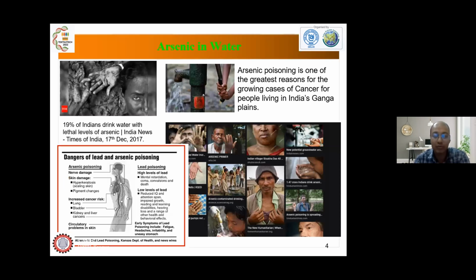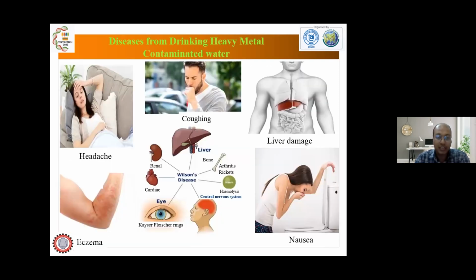Arsenic is one of the major concerns in India, and there are various news reports. Arsenic poisoning is one of the greatest reasons for the growing cases of cancer in people living in India's Ganga plains. And 19% of Indians drink water with lethal levels of arsenic, as published in Times of India on 17th December 2017. You can see various images of arsenic poisoning that may occur in human beings. So arsenic is another major concern.